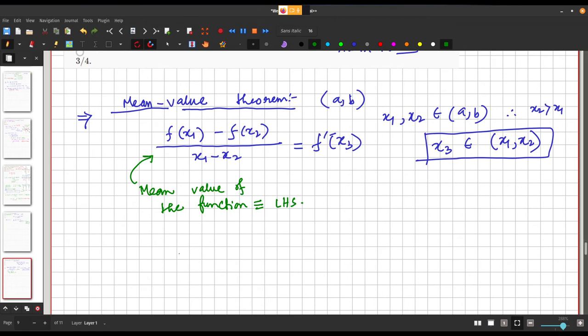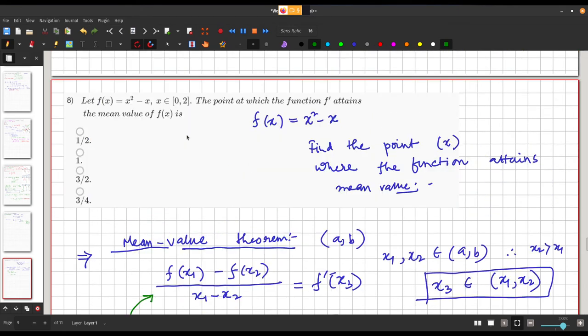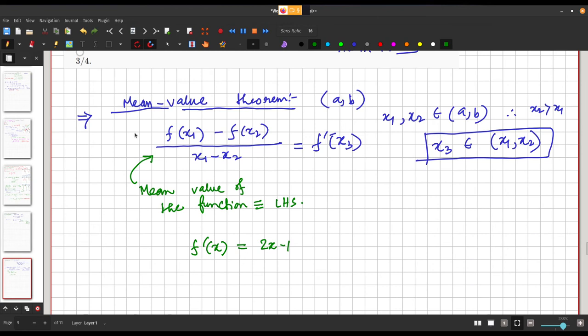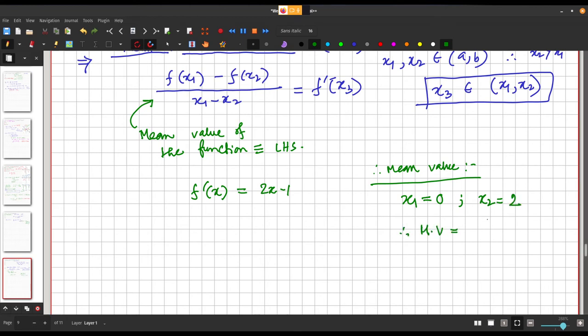Right, so what will be the derivative of this function for our case? This will be 2x minus 1, because the function is x square minus x, so the derivative will be 2x minus 1. And the function is defined in 0, 2 here. So if you take the whole domain, then x1 = 0 and x2 = 2. So the mean value will be (f(2) - f(0)) / (2 - 0) = 1. So the mean value of this function is 1.